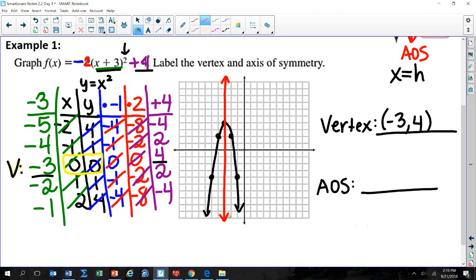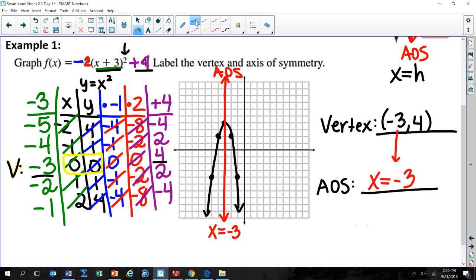Okay. What is the equation of this vertical line? X equals what? Zach? Negative 3. Excellent. I can always use my x value from my vertex to help me with the axis of symmetry, because the axis of symmetry will always run through my vertex. Okay, this is your axis of symmetry. By the way, I always abbreviate axis of symmetry, AOS. So if you ever see AOS, that's what it means.